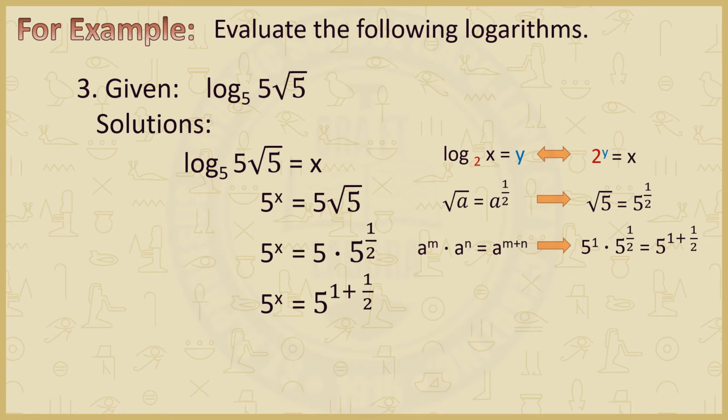Next, get the LCD of 1 and 1/2. So the LCD is 2. Then multiply this 2 to our first number, which is 1, and the answer is 2. And copy the numerator of the second number, which is 1. So the equation becomes 5 raised to x is equal to 5 raised to 2 plus 1 over 2.